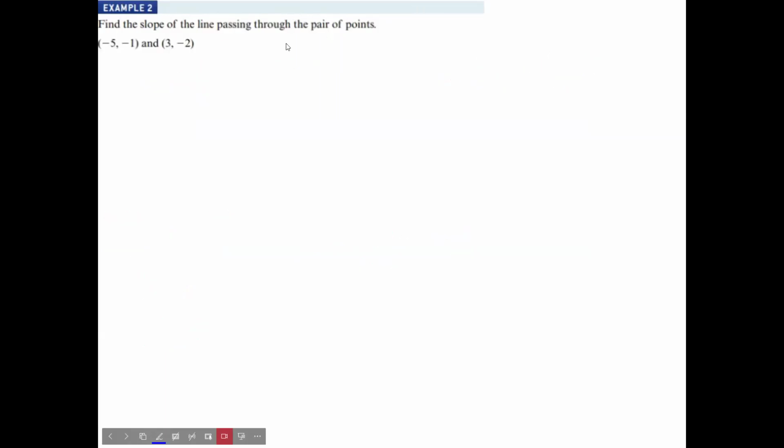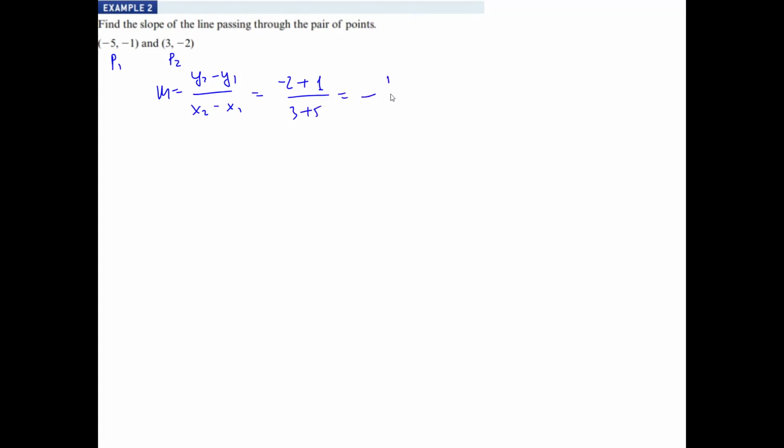Okay, find the slope of the line passing through the pair of points. Oh, we did that already. Should we do it again? We did just 3 times. Okay, so m is y2 minus y1, just recalling the formula. So let's take P1, P2. So what I have, minus 2 plus 1 over 3 plus 5, minus 1 over 8.